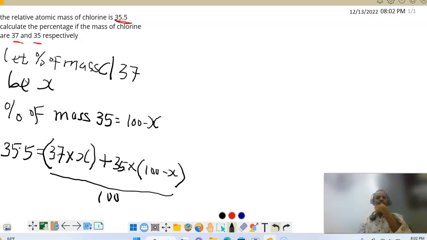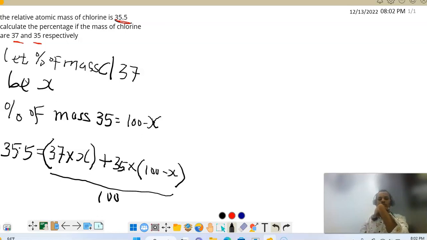Why am I doing that? Mass 37 times its percentage, which is X, we don't know. Chlorine 35 times its percentage, which is 100 minus X. So I'm introducing a new bracket. Why am I introducing a new bracket? The reason is because here we have minus and here we have times, so we need to put in brackets. So let's solve this equation.